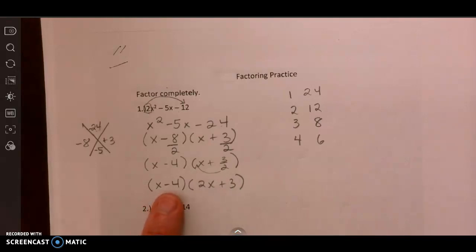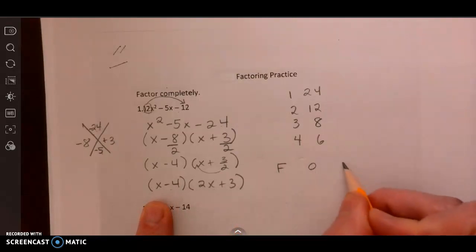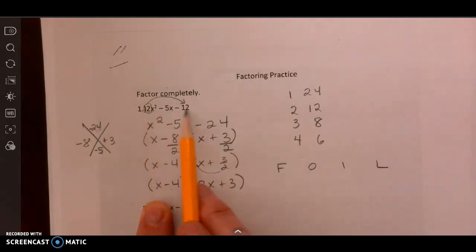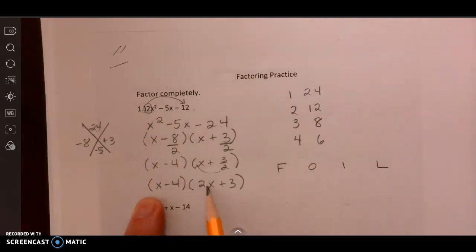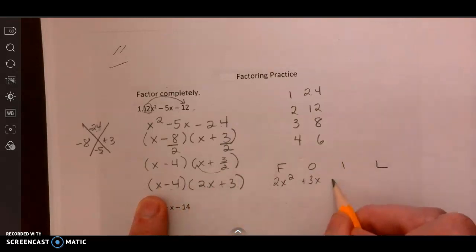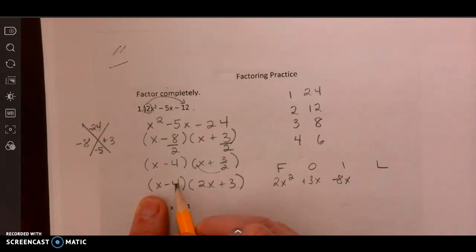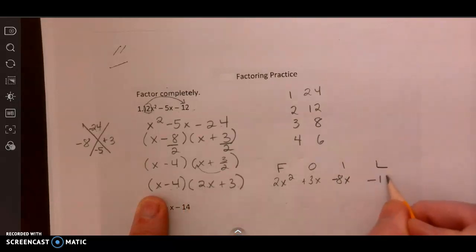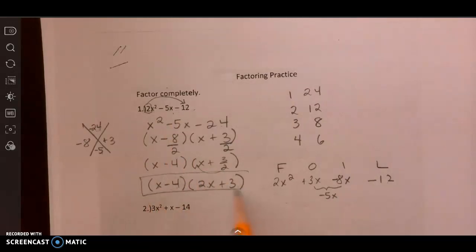Not a bad idea, if this is a quiz, to go ahead and re-multiply this using FOIL and make sure that you get what you started with. X times 2x, that would be my first terms, 2x squared. Outer terms are x and 3. Inner terms are negative 4 times 2, so that's negative 8x. Last term, negative 4 times 3 is negative 12. And this gives me a sum of negative 5. So I did get what I started with, so I know that my answer is correct.